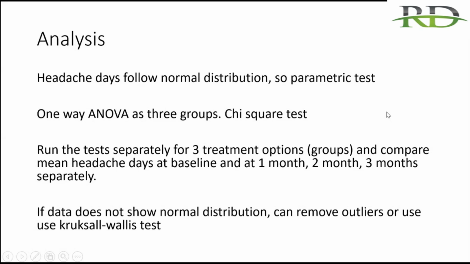So what I thought is that headache days follow a normal distribution, meaning someone has so many days of headache, someone has so many days. So we will first check the normal distribution and then we can apply a parametric test. And if it is following normal distribution, then one-way ANOVA can be used for the 3 groups A, B, C.